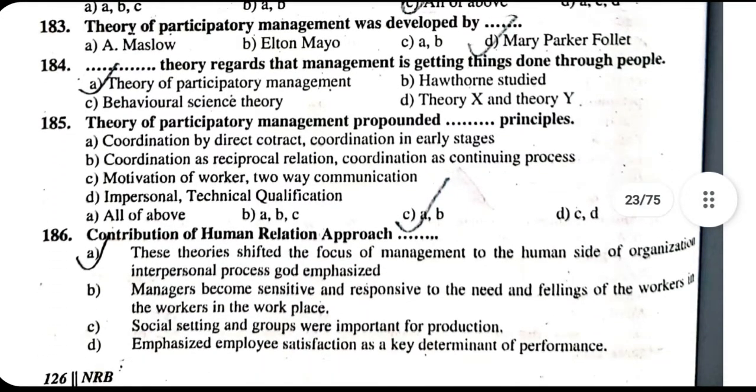Question 186. Contribution of the human relation approach. A. These theories shifted the focus of management to the human side of the organization. Interpersonal processes got emphasized. B. Managers became sensitive and responsive to the needs and feelings of workers in the workplace. C. Socializing and groups were important for production. D. It emphasized employee satisfaction as a key determinant of performance. The contribution of the human relation approach is that this theory shifted the focus of management to the human side of the organization.